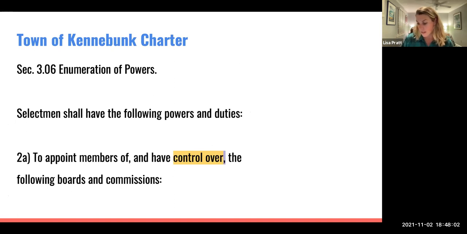So this deals with the town of Kennebunk and the select board and what our roles are defined by the charter. In section 3.6, it says selectmen shall have the power and duties to appoint members and have control over the following boards and commissions. Blake and I have discussed this, and I've talked to other people about it. The key term there, highlighted, is control over.